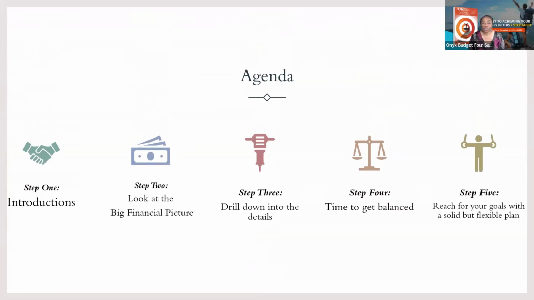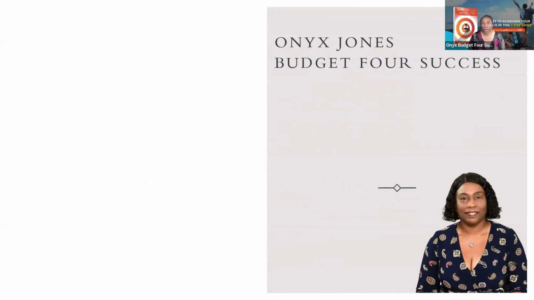Step three is drilling down into the details. We talked about, let's look at your spending patterns. Let's look at how you spend money on a yearly basis, not just weekly or monthly, but yearly, because that's sometimes very sobering when you look at your finances at a year. And today it's time to get balanced. We got to get balanced.